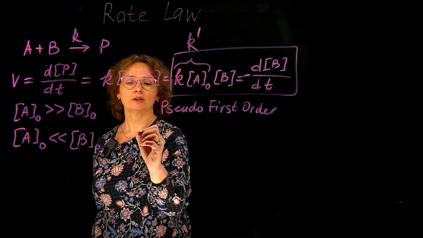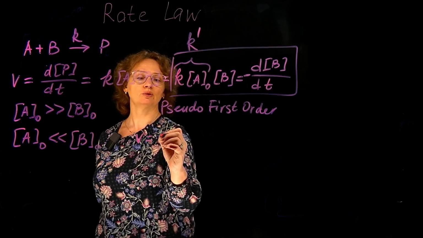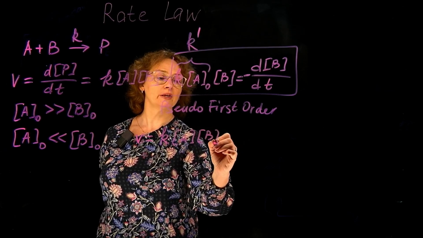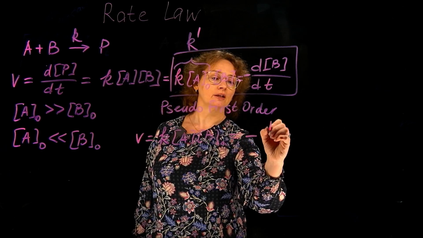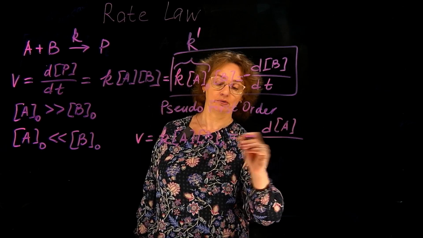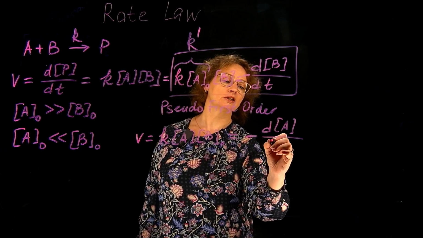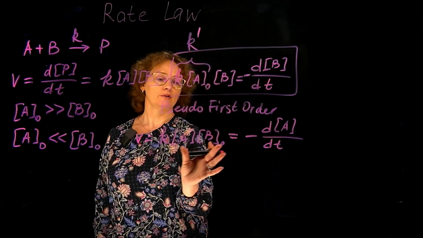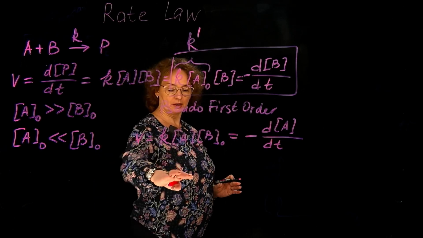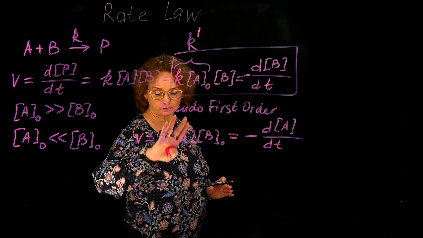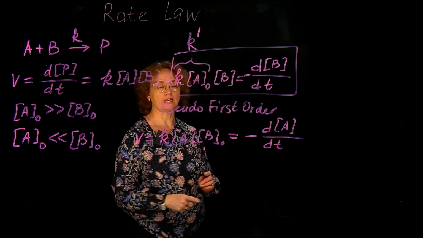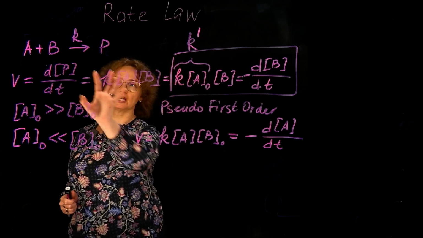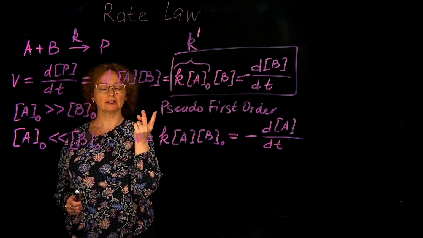In this case, we can say that velocity is equal to K times the concentration of A, which changes over time, but the concentration of B stays more or less the same. And then we can determine the rate as a decrease in concentration of A over time, and that would also be pseudo first order in terms of A in this case, right?